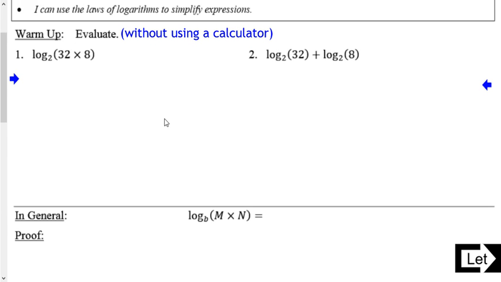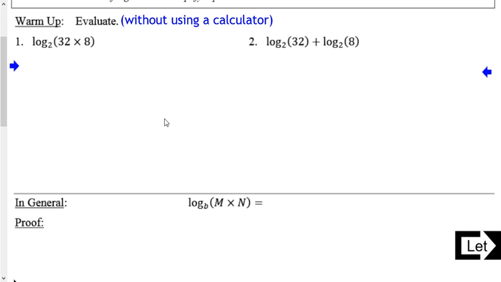without using a calculator. And then we'll see that this will be an illustration of the first law of logarithms. So you can pause the video now and then restart once you've finished these two questions.